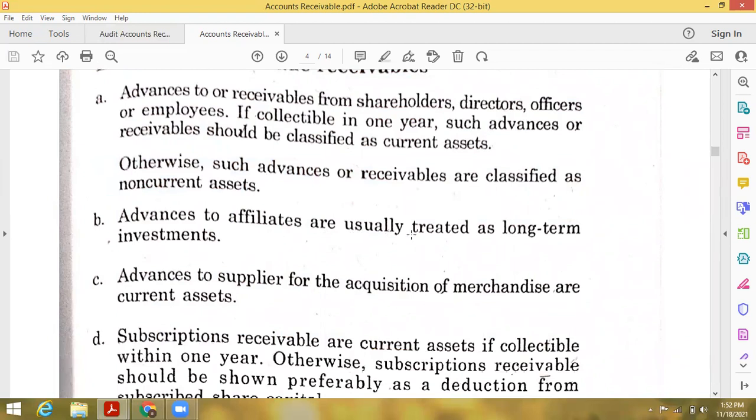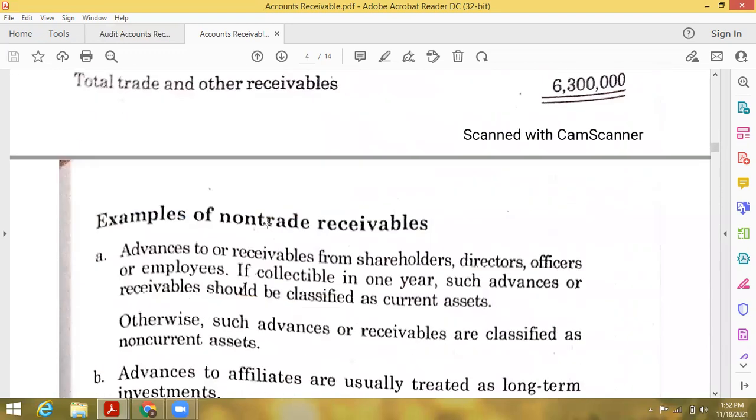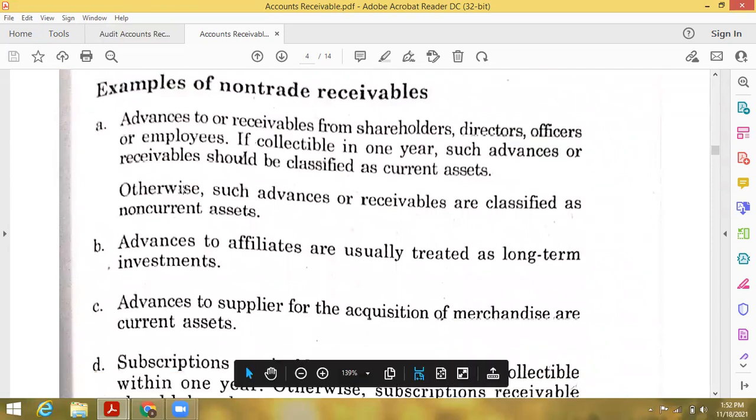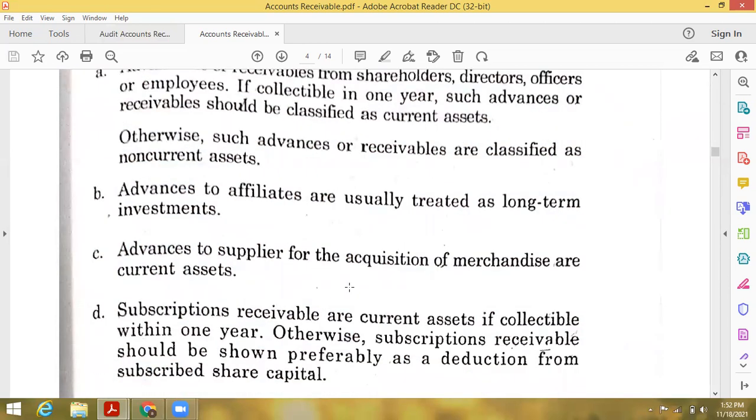Advances to affiliates are usually treated as long-term investment. So when we lend to our affiliates, these are our sister and mother companies, parent, our subsidiary companies. When we lend to affiliates, it's not treated as receivables but as an investment. So advances to supplier, where we lend to a supplier, is automatically a current asset.